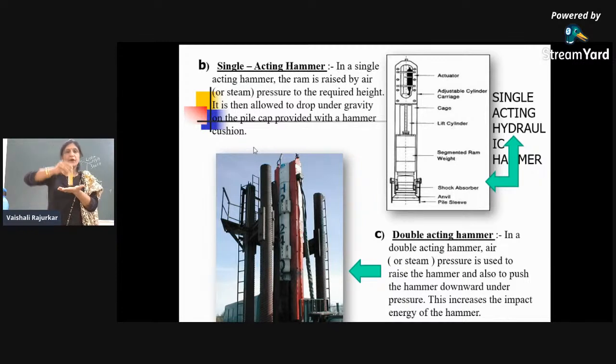Many times, for lifting it, considerable effort is required, and that is provided with the help of a steam hammer, where steam is used as a fuel. Then there is a diesel hammer, where diesel is used as a fuel. Then there is a pneumatic hammer, where compressed air is used just for lifting. So here lifting is mechanical and dropping is by gravity, and then it is called a single acting hammer.